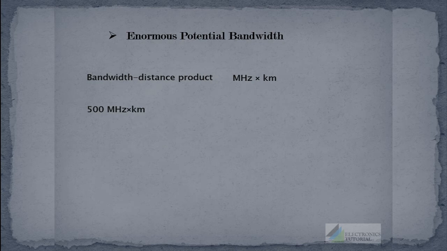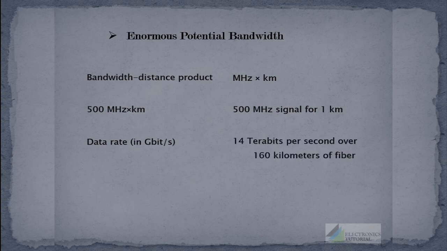For example, a common multimode fiber with a bandwidth distance product of 500 MHz kilometer could carry a 500 MHz signal for 1 kilometer. The bandwidth is strongly related to the data rate, normally expressed in gigabits per second, but through a combination of advances in dispersion management, wavelength division multiplexing, and optical amplifiers, modern day optical fibers can carry information at around 14 terabits per second over 160 kilometers of fiber.